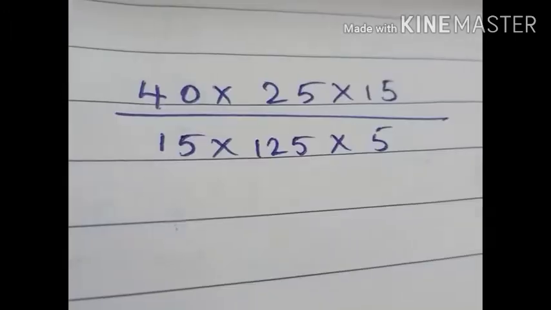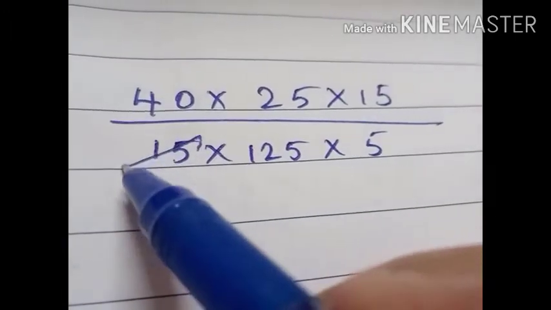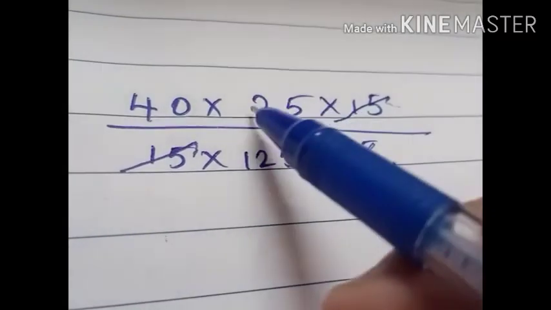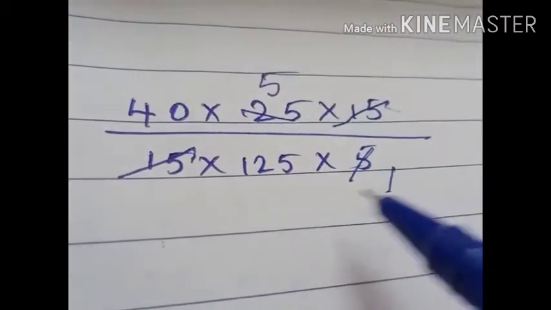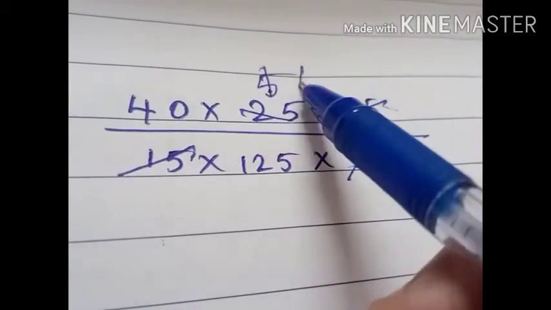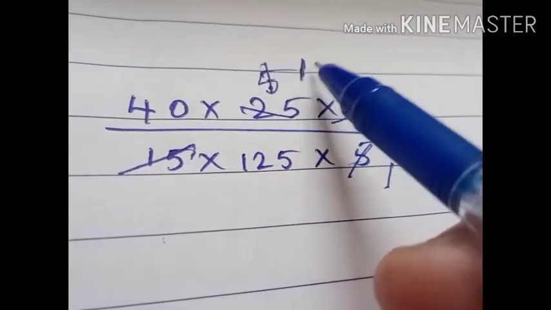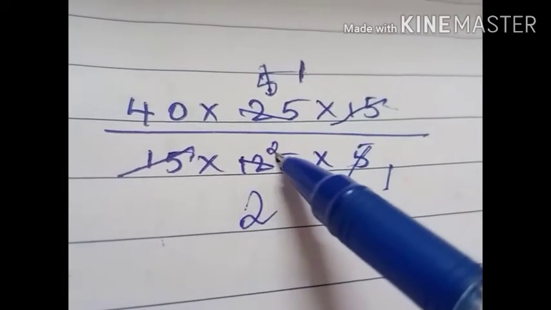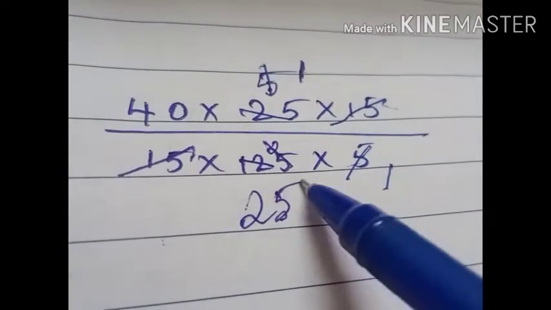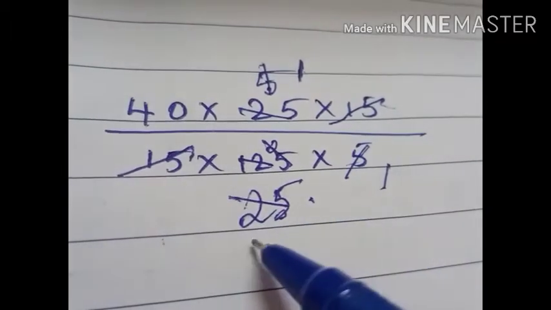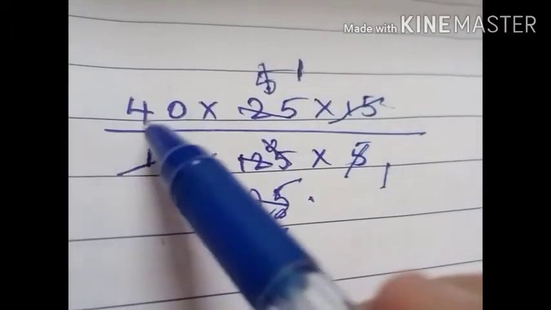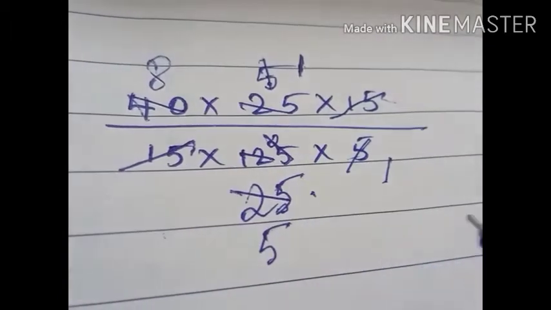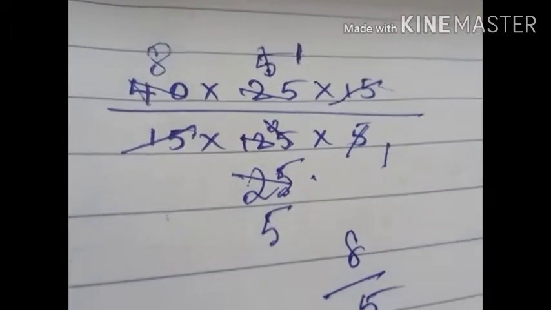First of all we can cut this 15 and this 15. Then in 5, 1 5 is 5, in 5, 5 5s are 25. Then 5 5s are 25, in 5, 1. Then in 125, 2 5s are 10, then 25, 5 5s are 25. Then here 8 5s are 40. Then what we get? 8 by 5.